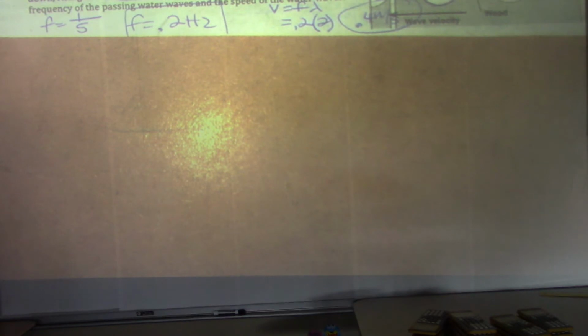And then to find the wavelength, or sorry, speed, I just do frequency times wavelength. Well, frequency is 0.2, we just said. So now I need to know the wavelength, and if you look from crest to crest, oh look, that has a distance of 2. So that has a velocity of 0.4 meters per second. All done. That's your velocity. Should label it.